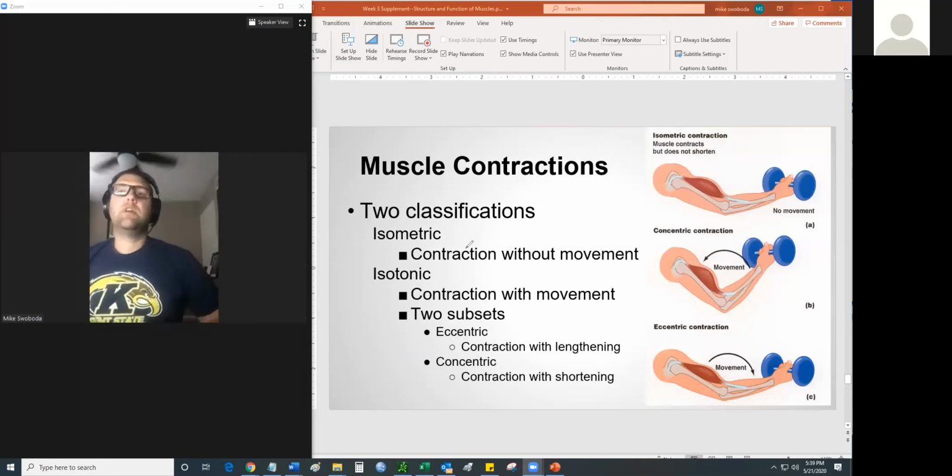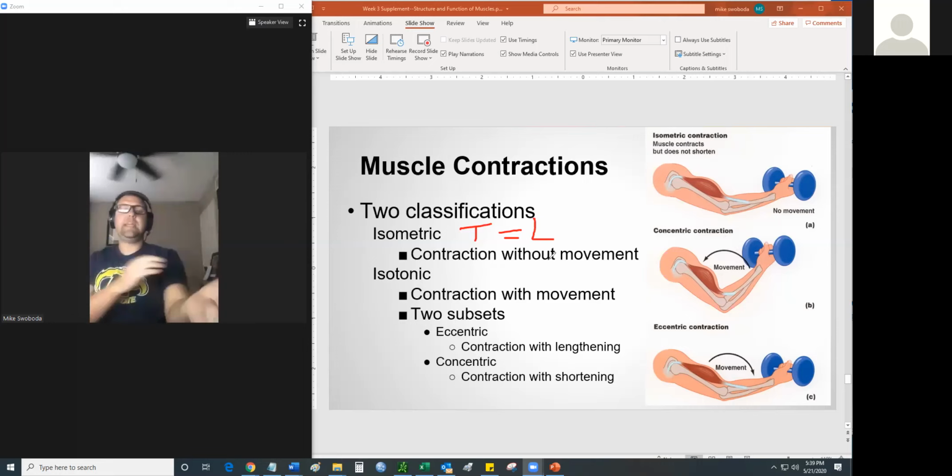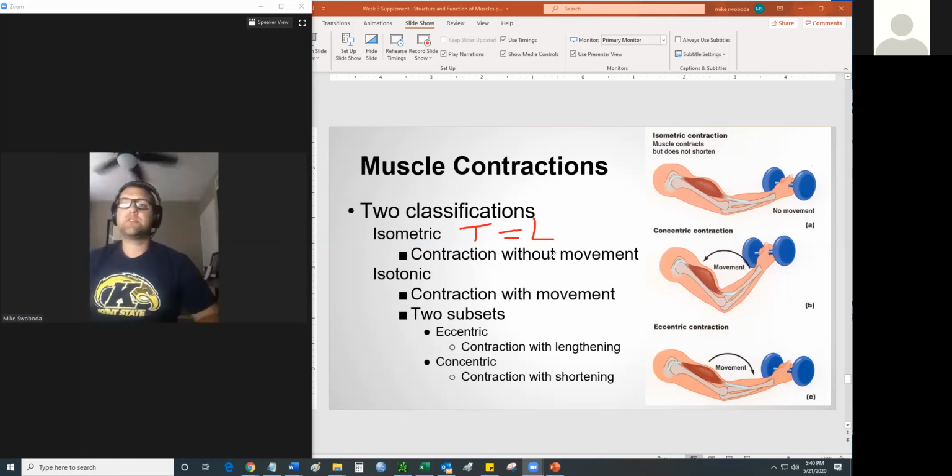You have two classifications of muscle contractions, isometric and isotonic. Isometric contractions are when we have contractions without movement. Isometric means that your tension equals your load. If they equal each other, so if the force from my load equals the force I can produce in my arm, nothing moves because one does not outweigh the other. I can't change the length of my muscle because the force I produce and the force of the load are equal.